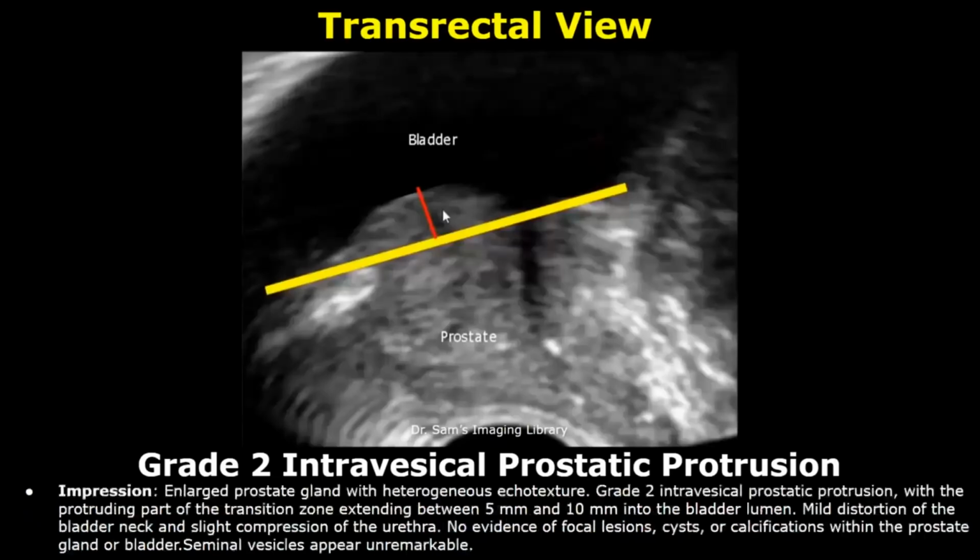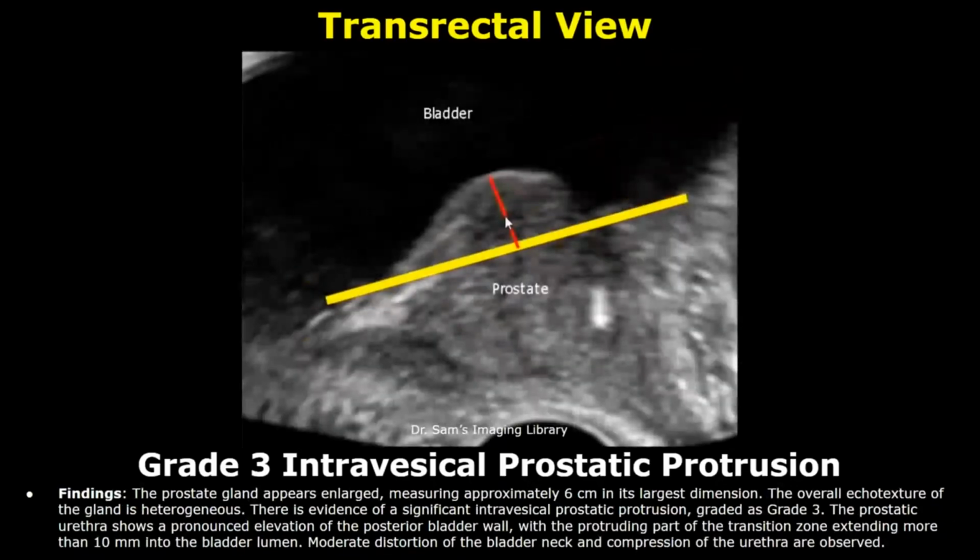In the impression, you can mention the enlarged prostate gland and the Grade 2 intravesical prostatic protrusion. Also mention that the protrusion is between 5 to 10 millimeters into the bladder lumen, and then you can write about any mild distortion that was seen in the bladder neck, and if there is any slight compression of the urethra, you can also mention that.